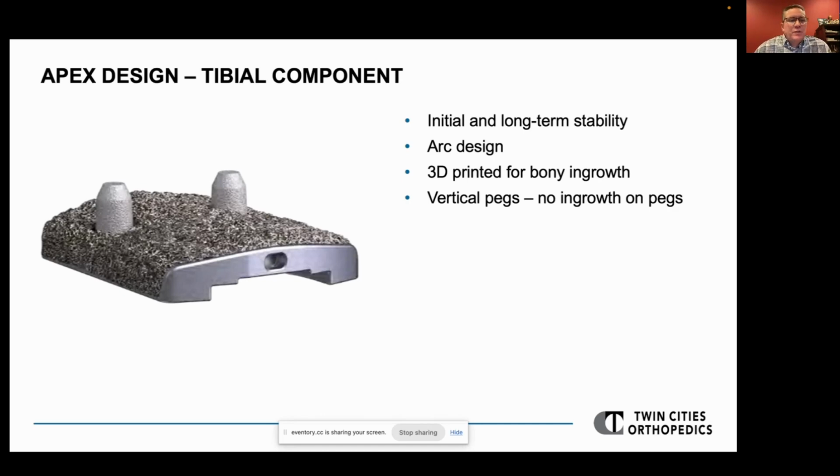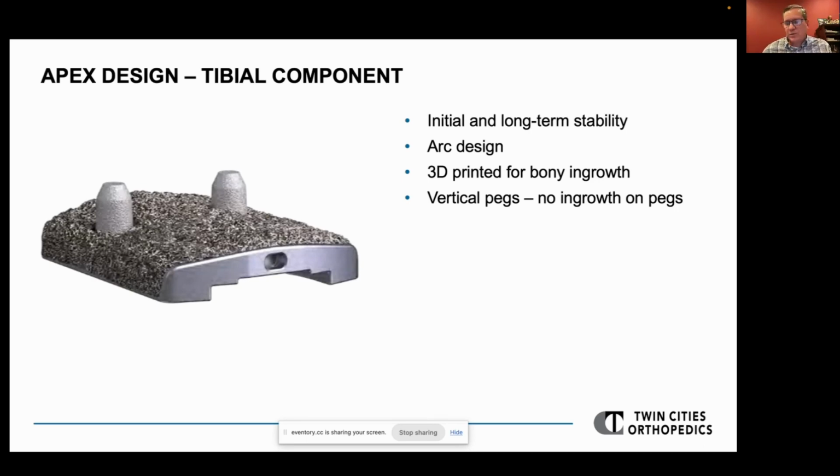In this design, the pegs are relatively small because they're there to achieve that rotational initial stability. And the design surgeons felt like we didn't need a lot of real estate in order to get that rotational stability. And there's purposely not an ingrowth surface on the pegs themselves. They wanted to maximize the real estate for ingrowth onto the tibial tray itself and not have bony ingrowth onto the pegs, leading to some stress shielding on the implant itself. So it's really designed to have no bony ingrowth on the pegs, but rather bony ingrowth on the entire surface area of the tibial component itself.